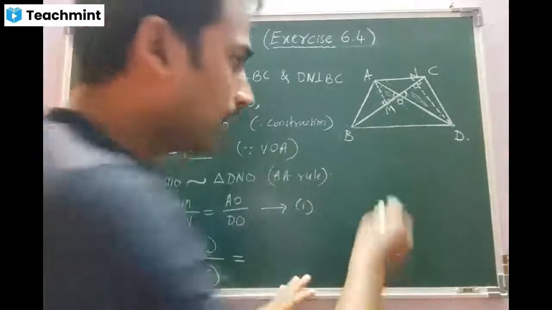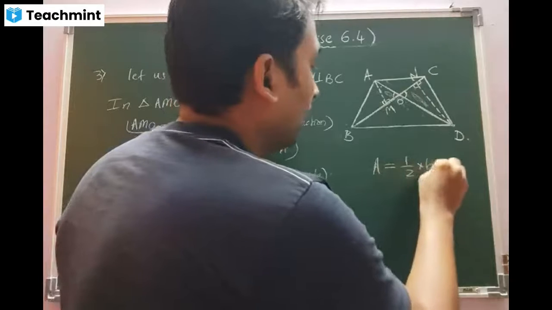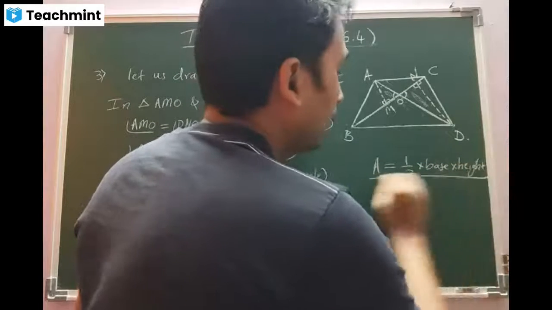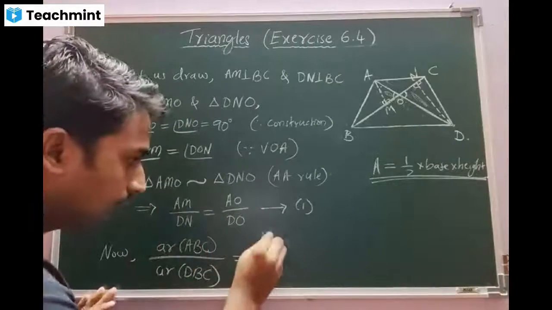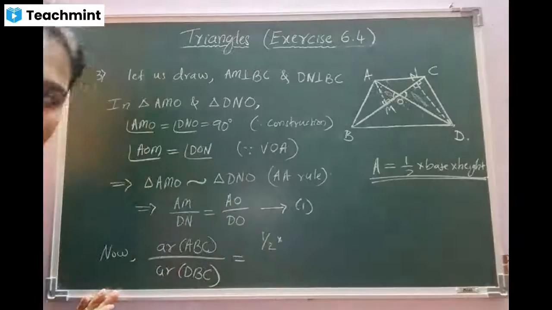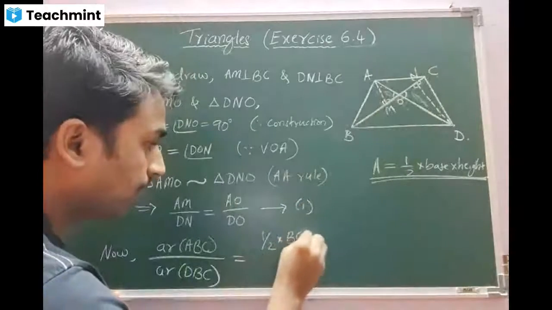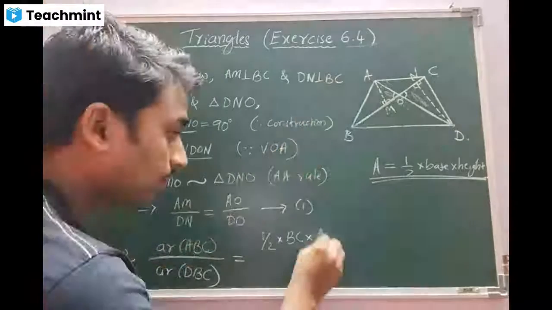What is the general formula of finding the area of a triangle, beta? Half into base into height. I can use this particular formula, so let us do it. ABC. Can you tell me, beta, what is the base for ABC? BC, sir. What is the height, beta? AM, sir.